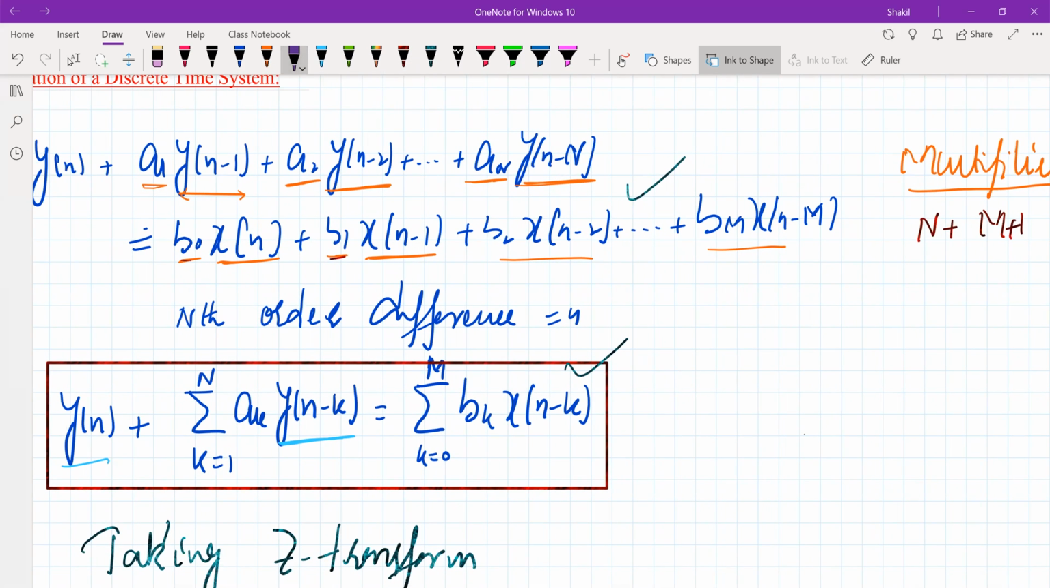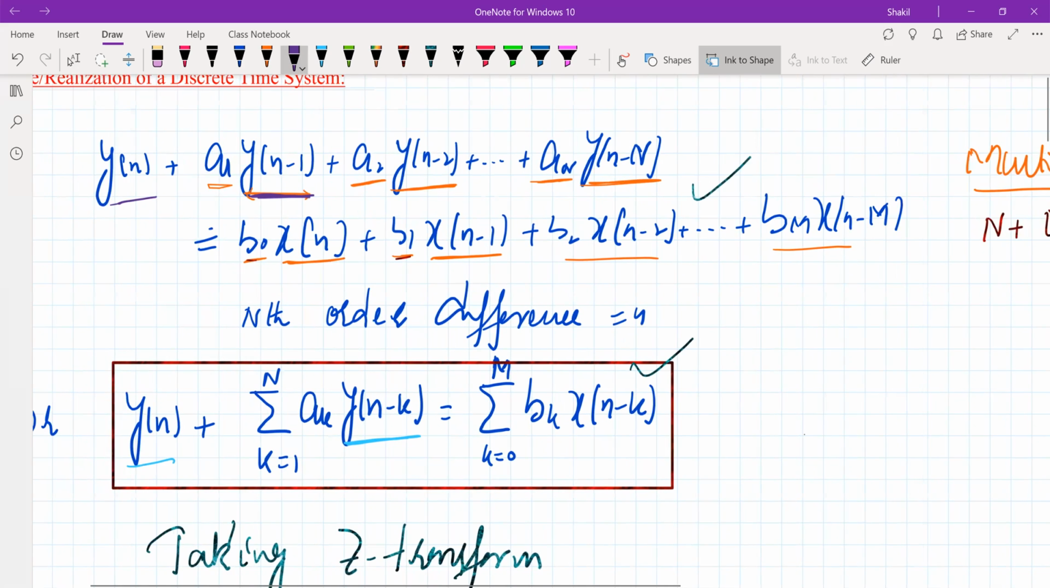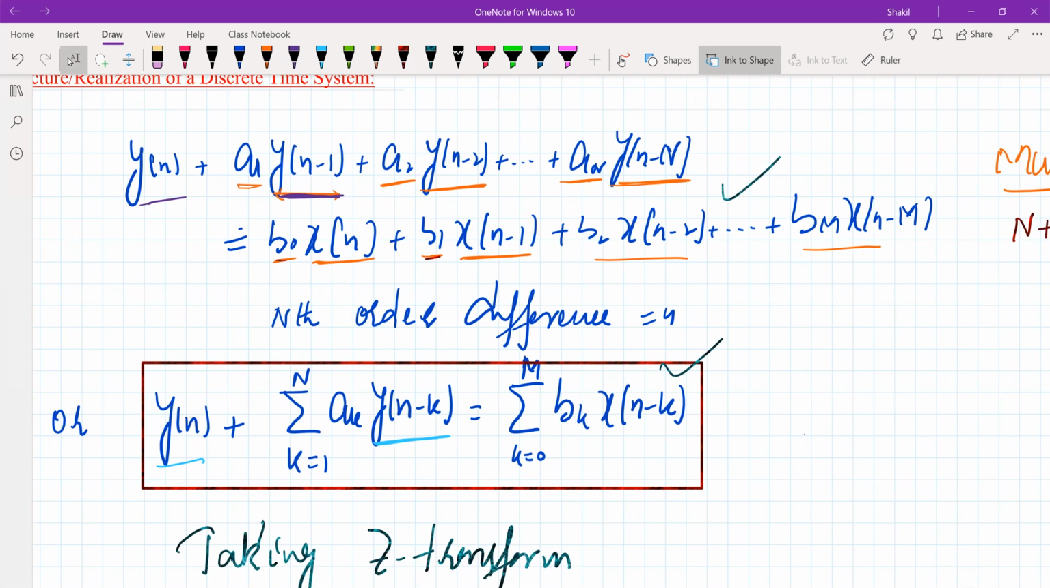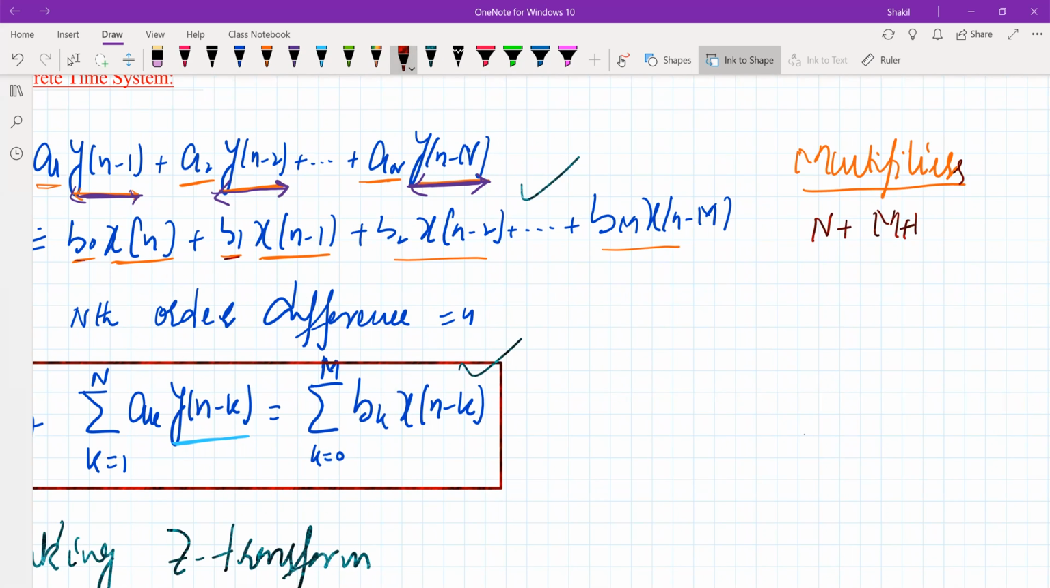Now, what do we have next? We have output and this is the previous output. So to realize the system, we require a delay element, or we can say a memory element, to store the previous output. Same way, to store this previous output, we need to have a memory element. Same way, to store the nth previous value of the output, we need to store it. So we require a memory element, that's also referred to as the delay element. So the second component that we require here is the delay element, or memory element.